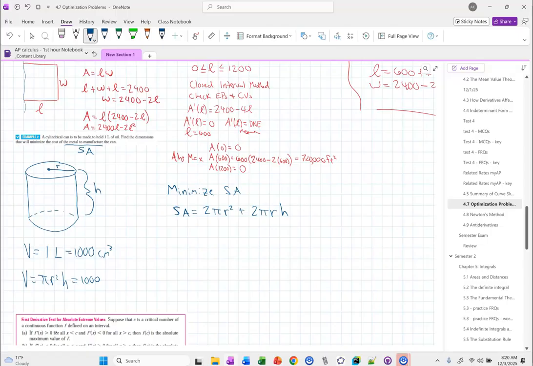Which variable do you suppose we're going to want to eliminate, the h or the r? I would eliminate the h as well, right? I don't want any part of having to square root anything in here. That looks like a nightmare. Give me that h. So far, so good. And now we'll drop that in, and we'll have surface area in terms of r.